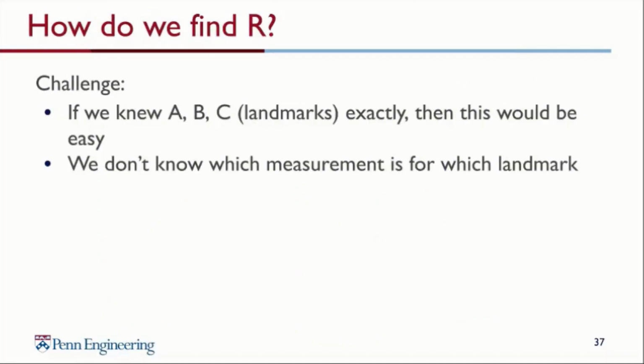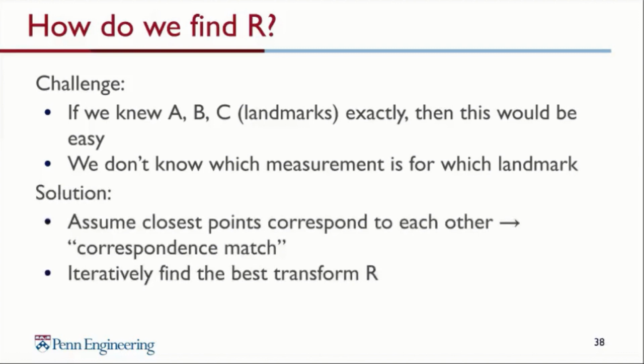Now, if we knew exactly where these ABC landmarks are, then this problem would not be very difficult. However, in general, we don't know which measurement corresponds to which landmark, and therefore, we need to find a different solution. So the approach that we actually take is that we assume that the closest points will be corresponding to each other, a concept that we call correspondence match. And based off of these correspondence matches, we will iteratively find the best transform R.